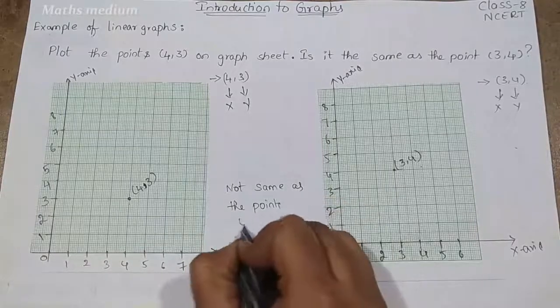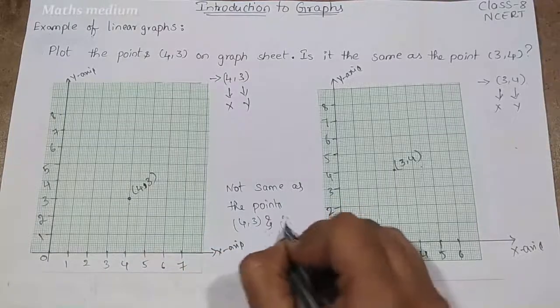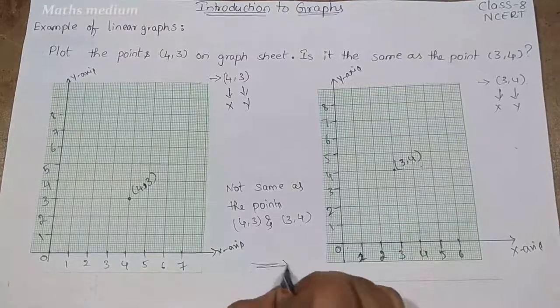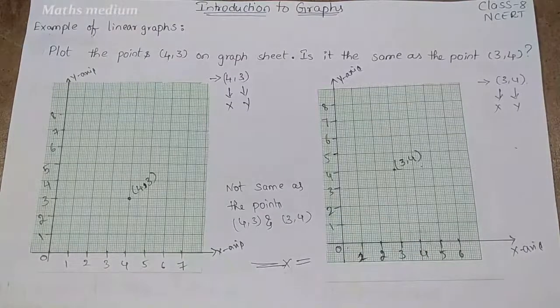Points 4, 3 and 3, 4 are not the same. That is the answer for this question. I hope you understand about how to locate the coordinates on a graph sheet.